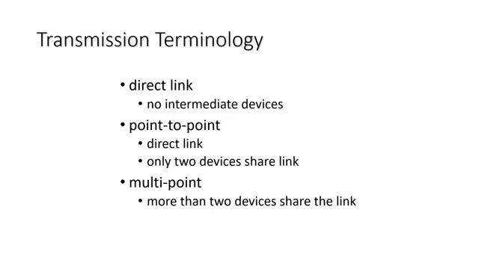A point-to-point connection provides a dedicated link between two devices. The entire capacity of the link is reserved for transmission between those two devices. Most point-to-point connections use an actual length of wire or cable to connect the two ends, but other options such as microwave or satellite links are also possible. When you change television channels by infrared remote control, you are establishing a point-to-point connection between the remote control and the television's control system. A multi-point connection is one in which more than two devices share a single link.